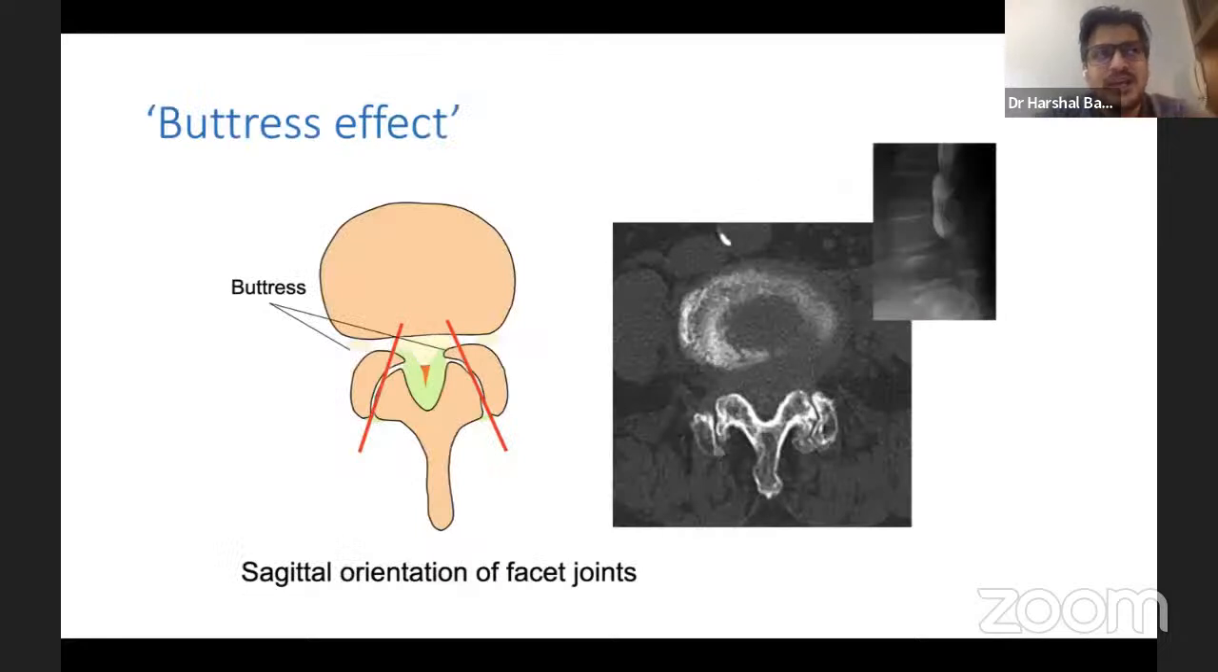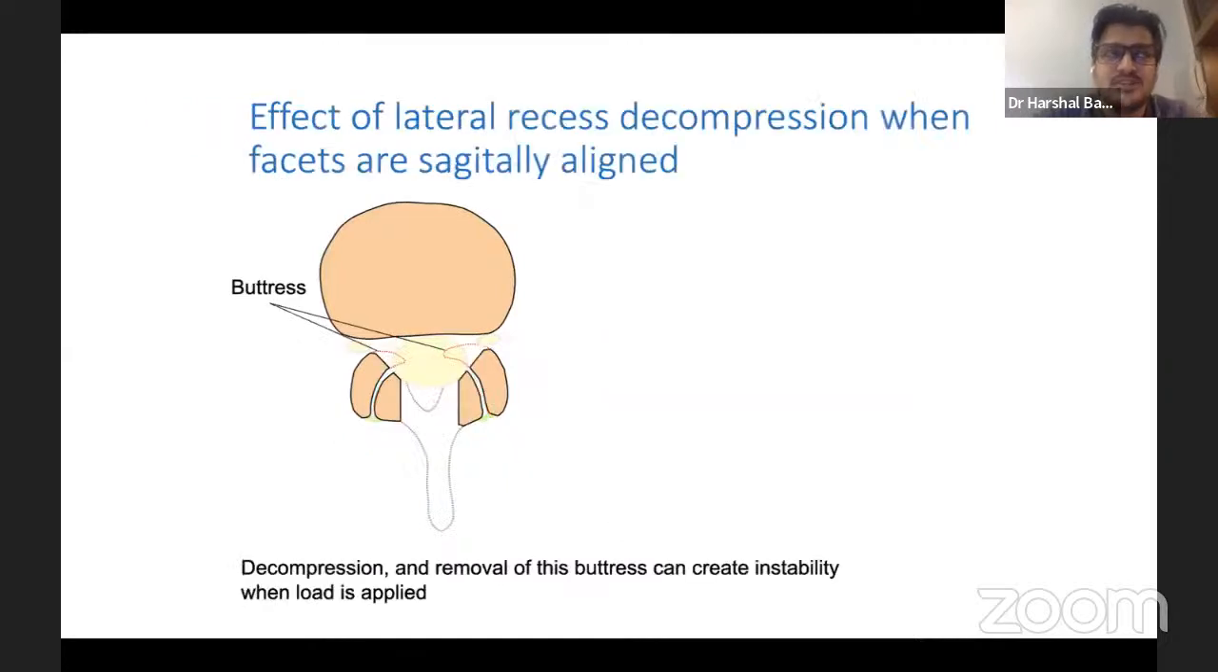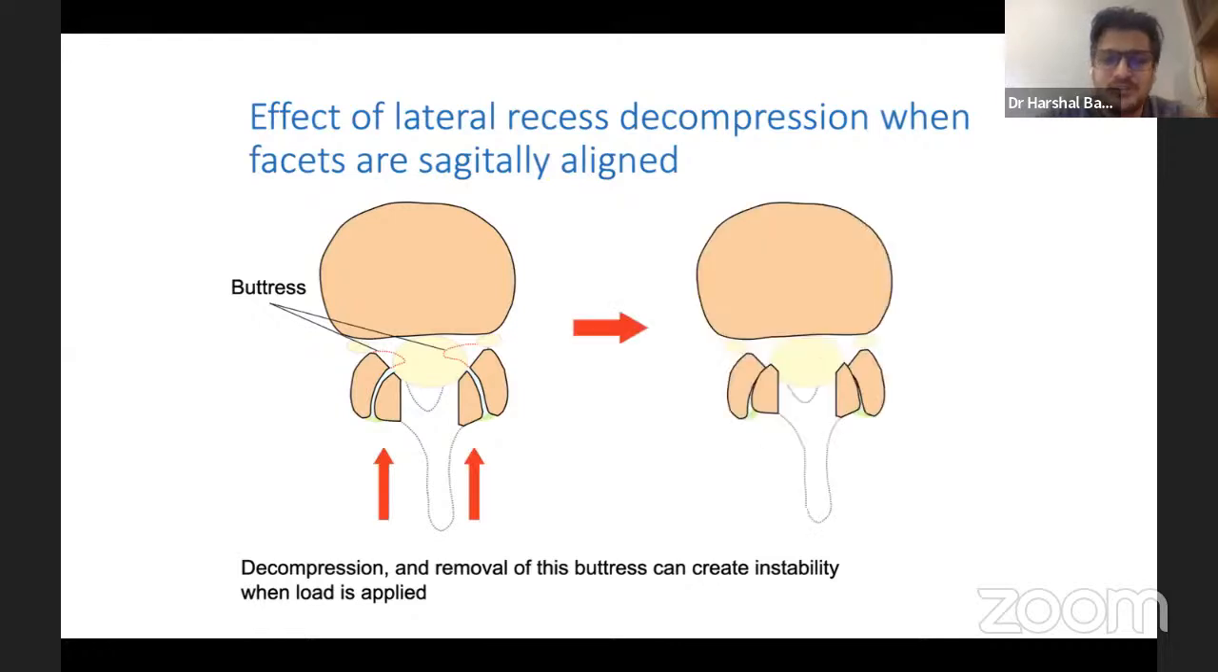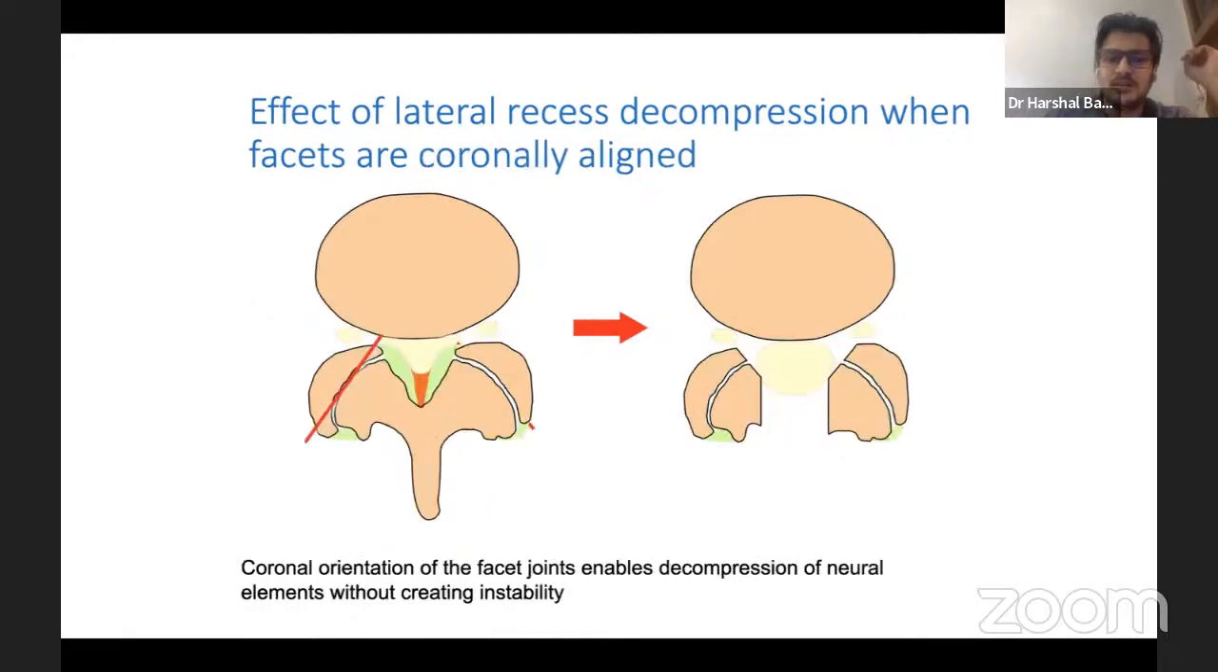The buttressing effect, if you see the anterior overhang of the facet, prevents segmental mobility when you have a more sagittal orientation. And when we do decompression, if we take this out to decompress the lateral recess, we are inviting instability. So remember, when you're planning your surgery and you're going to do this, you might need to do stabilization. This is one of the indications to do fusion in the lumbar spine, as you can create an instability. If it is more coronally angulated, then we can do decompression without destabilizing the facets.